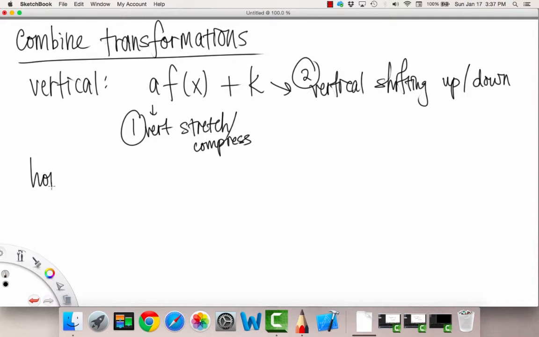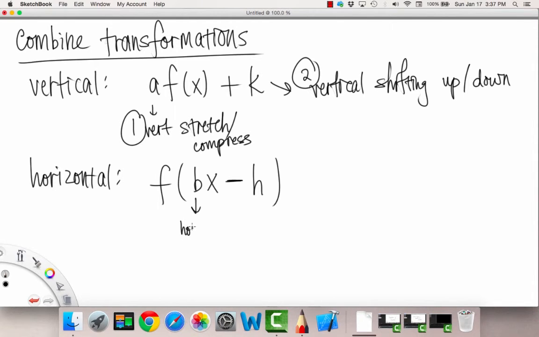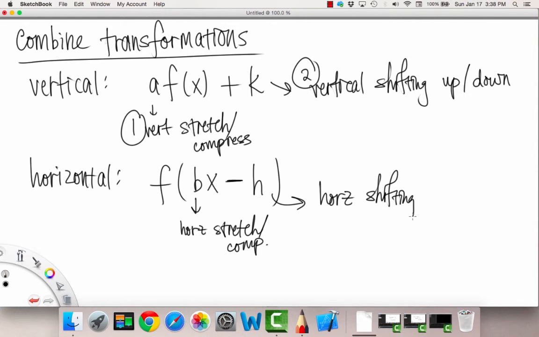And then as for horizontal, if you have multiple things going on here, what this would look like actually is, because everything happens to the input when we have horizontal transformations, right? So we have our b times x, and then our minus h here, right? So you have something like that going on. Or you could consider it a positive h, and then just subtract things. Anyways, I'll just put this here. So then what's going on? This is our horizontal stretch or compression. Okay, and the h is our horizontal shifting, left or right.